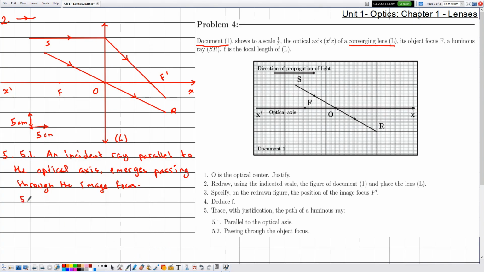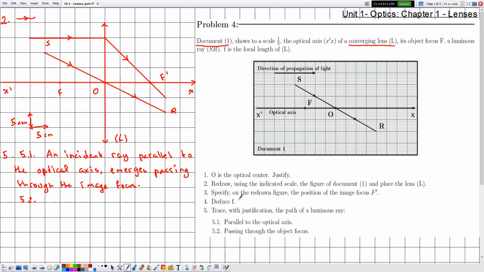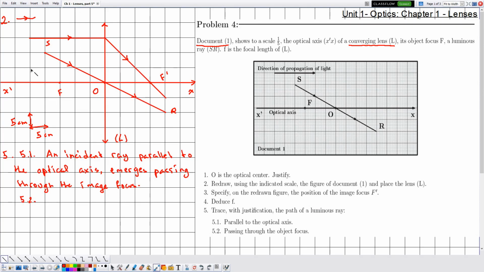And now in 5.2 they are telling me passing through the object focus. So we need to trace and justify the path of a luminous ray passing through the object focus. I repeat, here the path of a luminous ray means an incident luminous ray. So this is an incident luminous ray passing through the object focus. We know that always an incident ray passing through the object focus will emerge parallel to the optical axis like this.